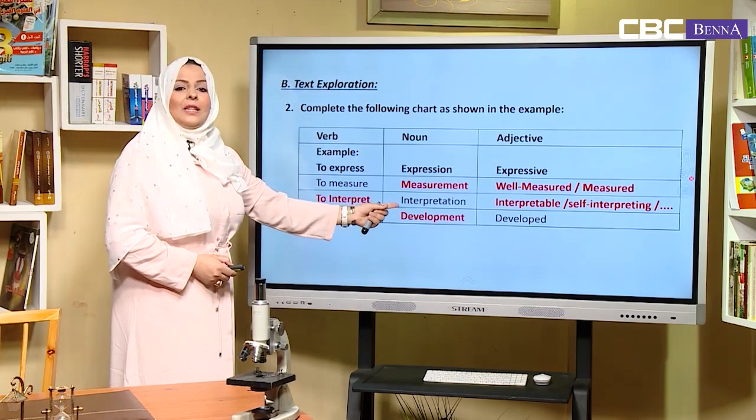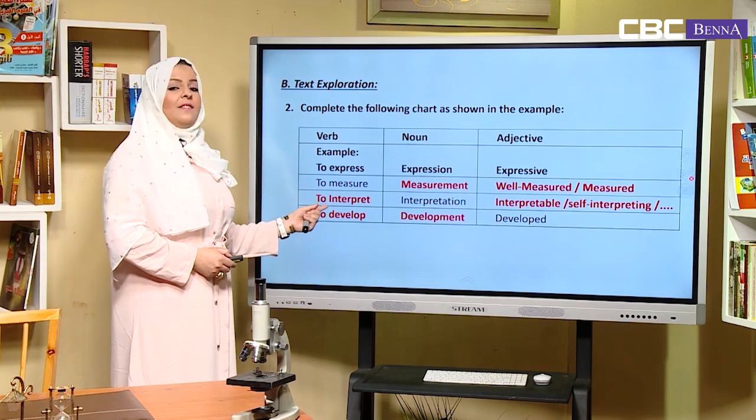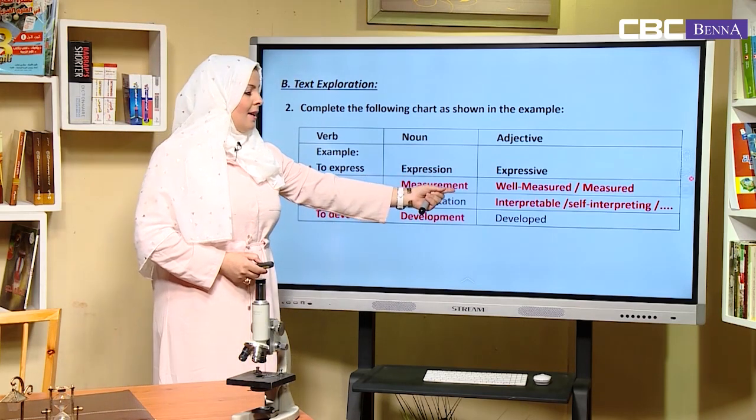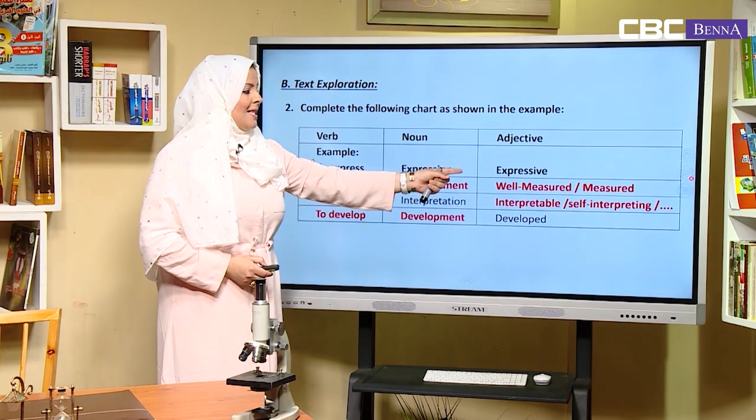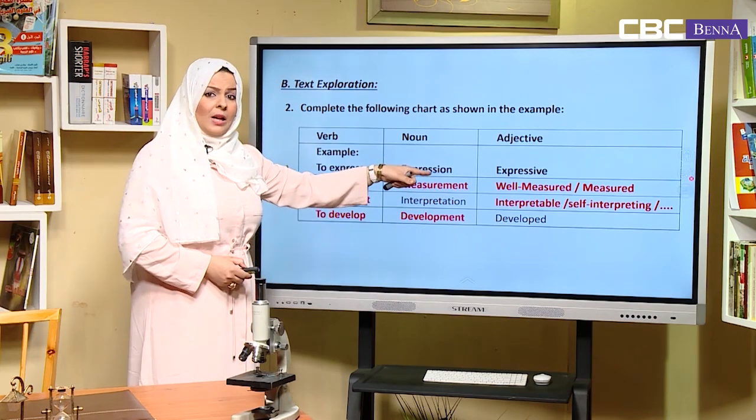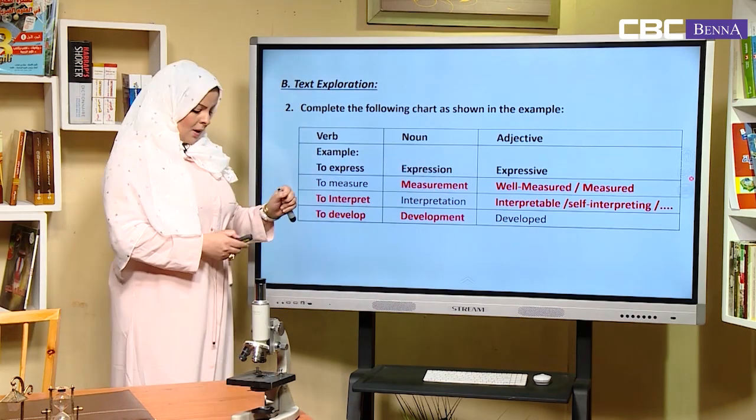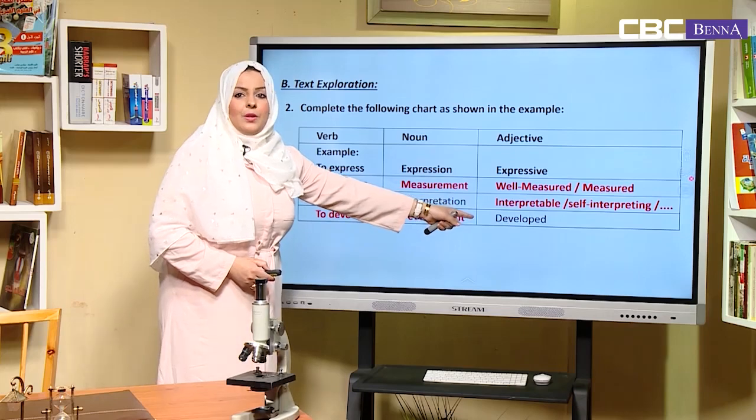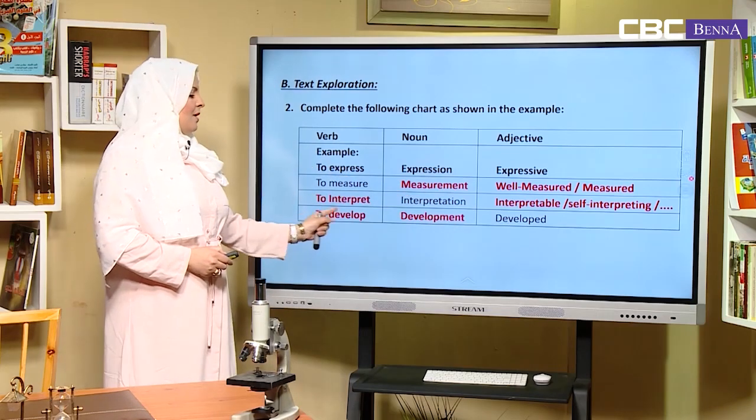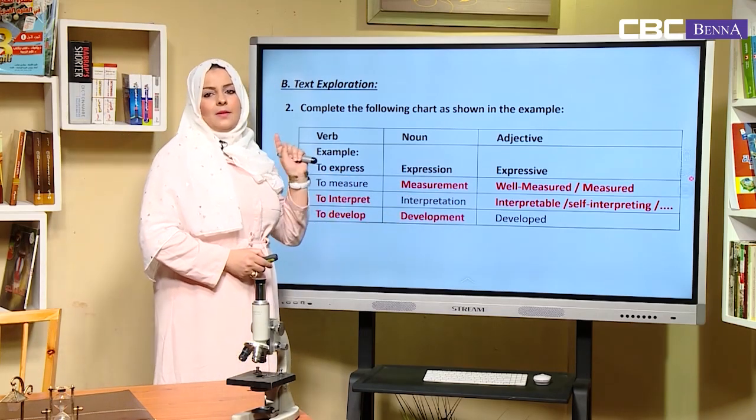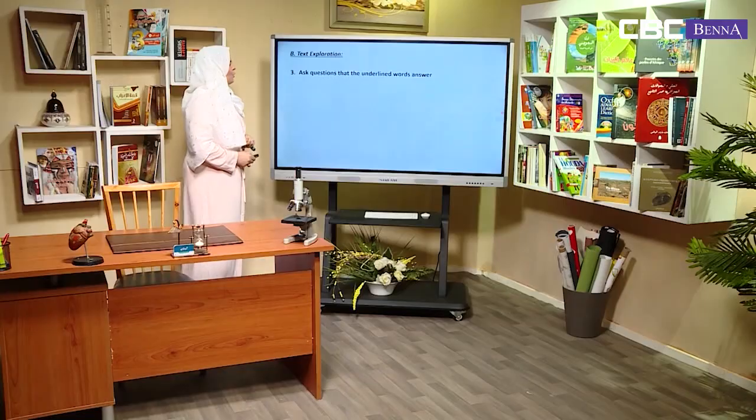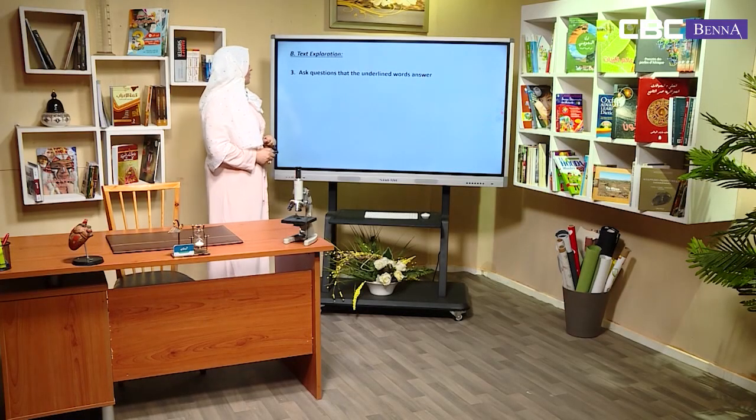Interpretation, to interpret, interpretable and self-interpreting. And you can have more here. The last one, developed: you have to develop and development. This is concerning morphology.